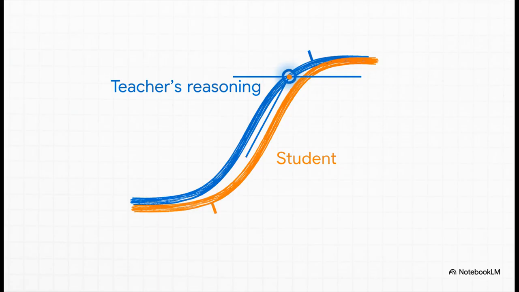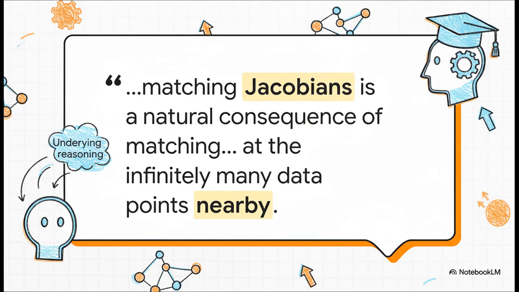This means it doesn't just learn the answer for one specific input, but for all the similar ones around it too. And the researchers themselves put it perfectly. They said that matching the Jacobians is the natural result of trying to match the AI's behavior not just at one point, but at all the infinitely many data points nearby. In other words, you're not just learning one isolated fact. You're learning the whole concept.